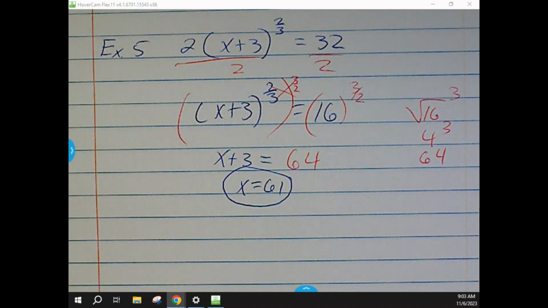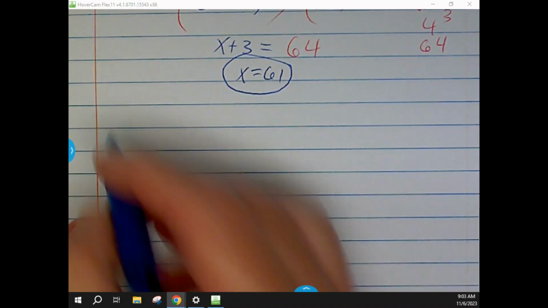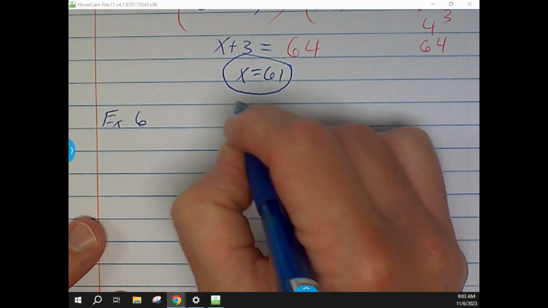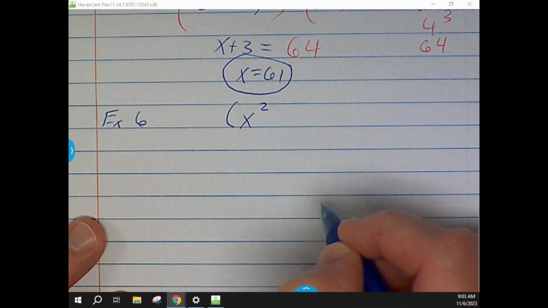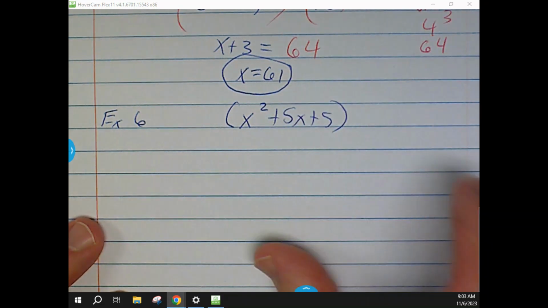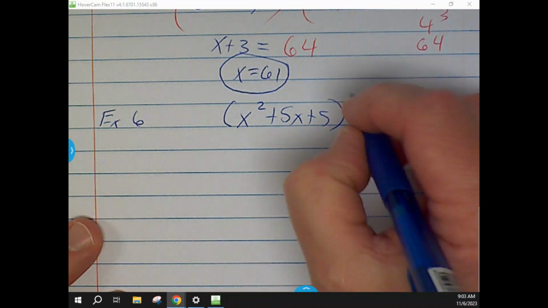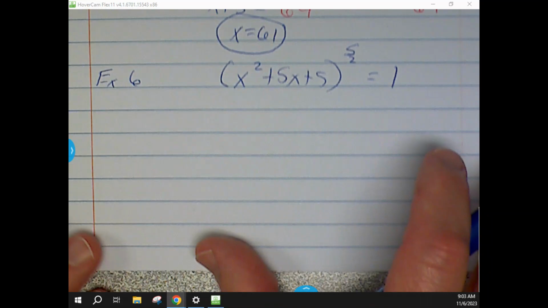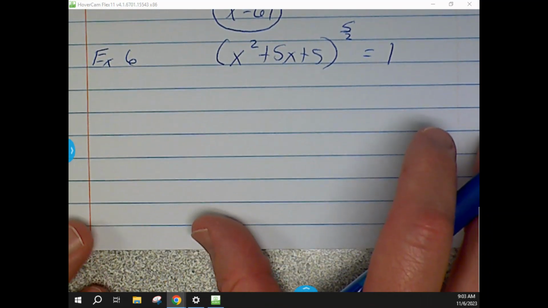Okay, now here's where we start getting around some little tweaks, little turns, little twists, gotta be careful on these. Because here's where what's on the inside of your radical or your fractional exponent gets a little more complicated, which means our answers may get a little bit more complicated as we go through these.